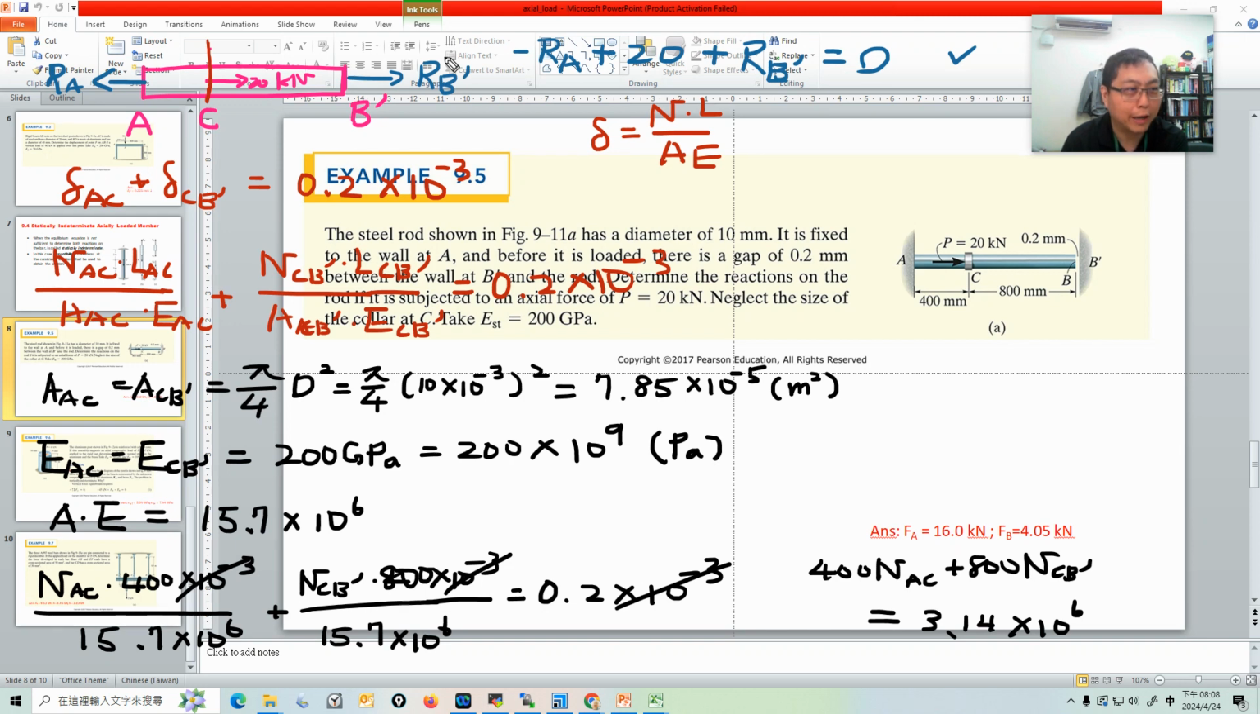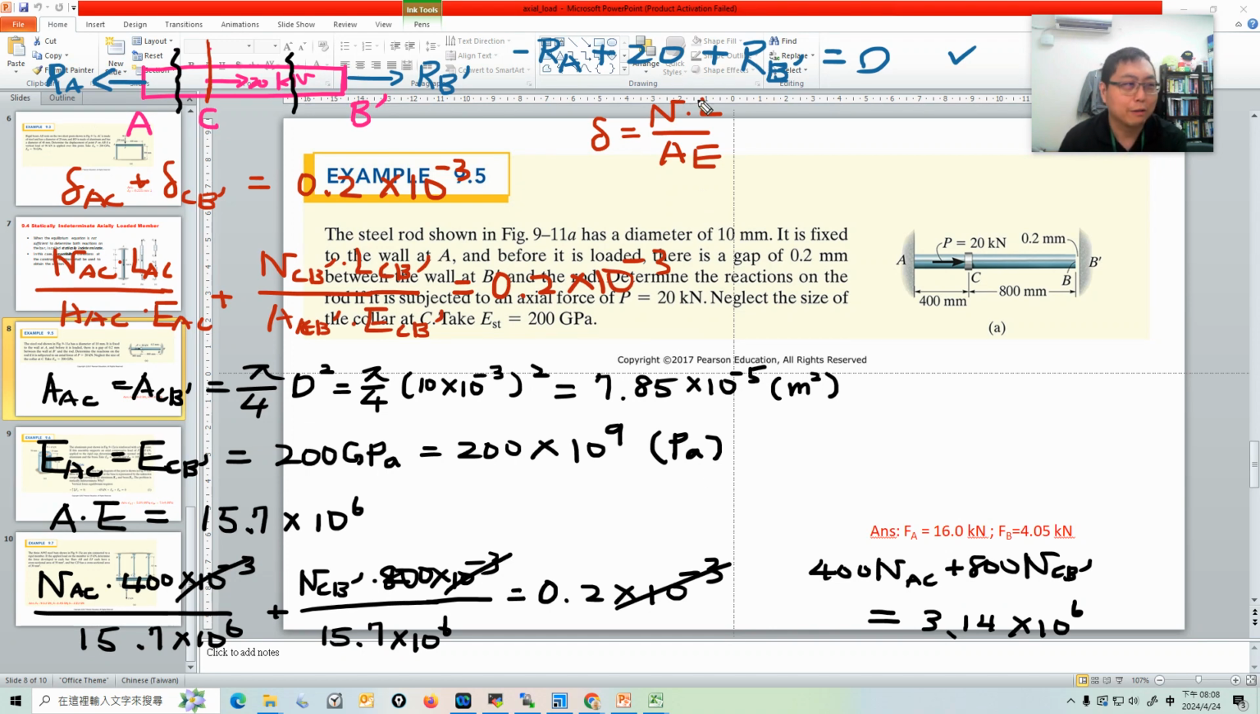That's why we also need the cut section method. We cut a section here and a section here. We use the cut section method to find the relation between the normal forces on the AC and CB sections and the reaction force. Because you need this connection. Without this connection, you still cannot solve for the reaction force from the wall.